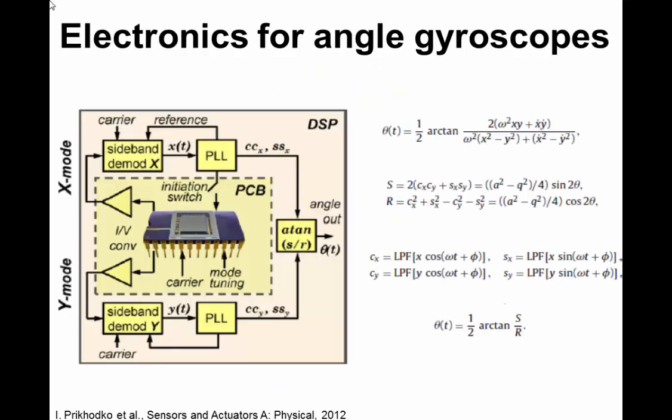Okay, so in practice, there is a little bit more detail in how the electronics is implemented, because you've got to deal with imperfections, structural imperfections, and noise sources in the electronics. So this is one of the implementations that was built on one of those quad mass gyros.